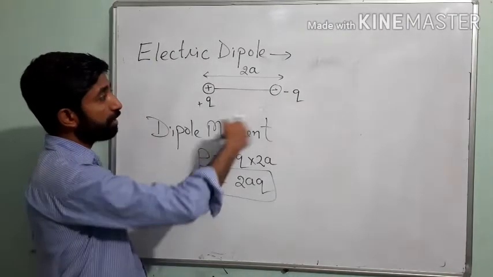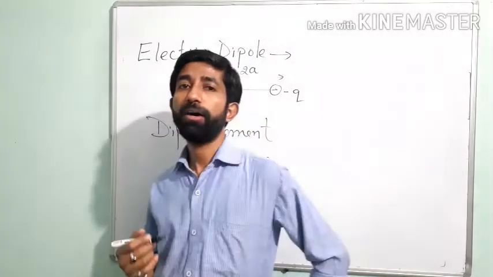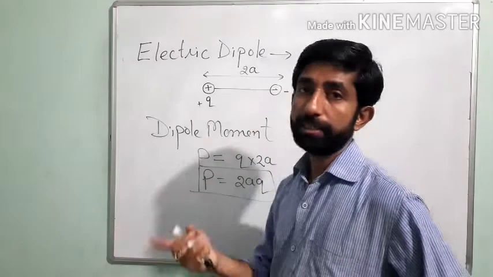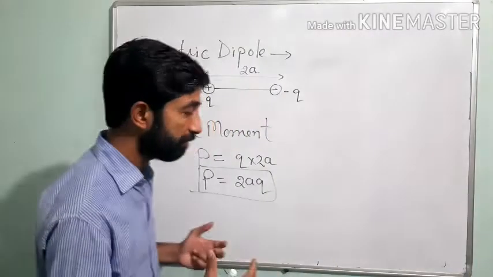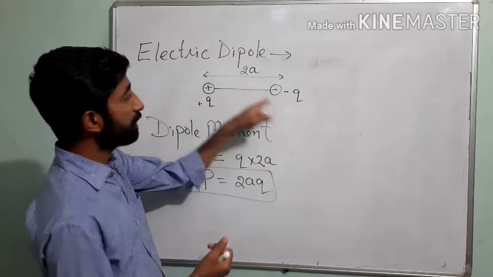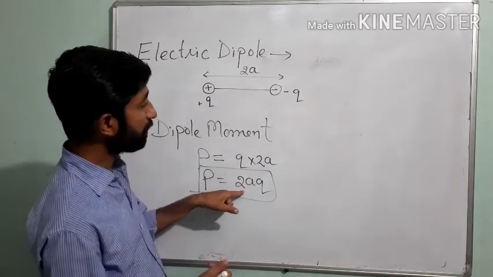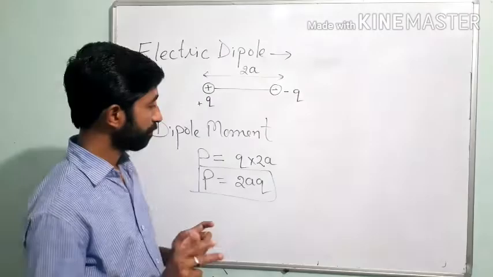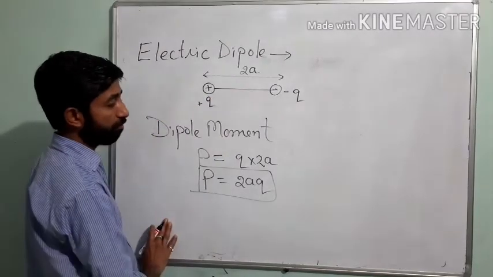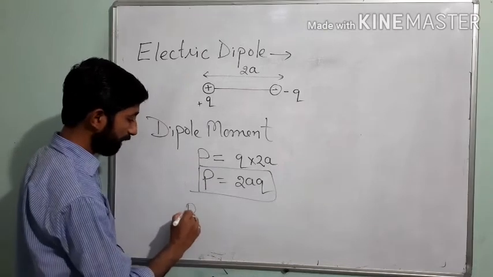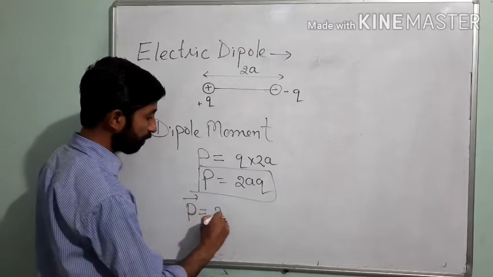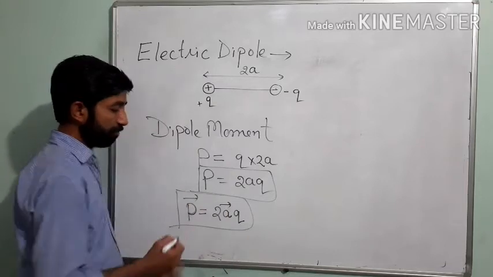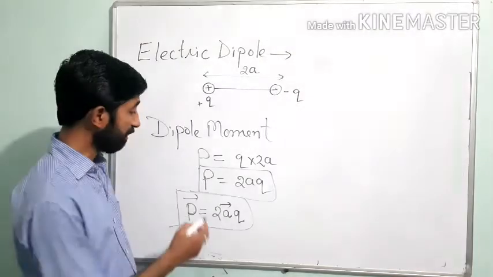Now, when this system is placed in some external electric field, its behavior changes a little bit. On what factors its behavior depends, or in other words the strength of this dipole, is given by this, and this strength is simply the magnitude of something formed by this electric dipole. Agree? Now, this is a vector quantity. So more specifically, we denote the dipole moment vector: P vector equals 2aq, and we place a vector sign over it. This is the general notation of electric dipole moment in vector form.